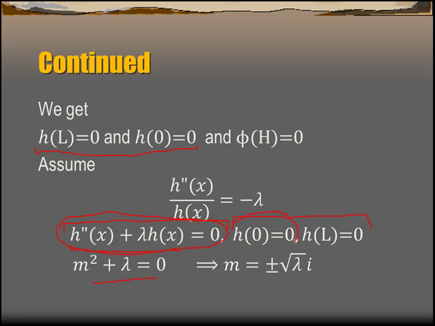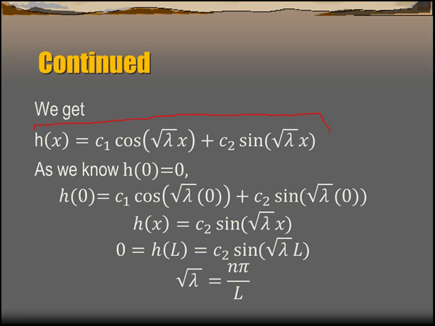So we will impose the first condition, h at 0 is equal to 0. We get h at 0 is equal to c1 cos under the root lambda into 0 plus c2 sine under the root lambda into 0, which can be concluded as c1 is equal to 0. If we fix c1 is equal to 0, then h of 0 is of course 0. So if c1 is 0, we can write h of x is equal to c2 sine under the root lambda x.